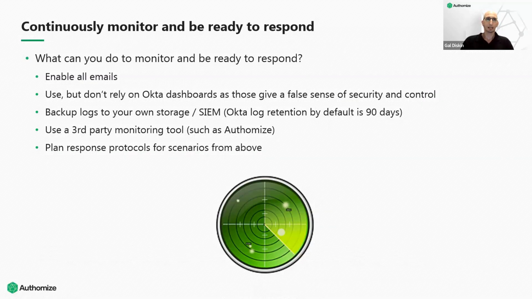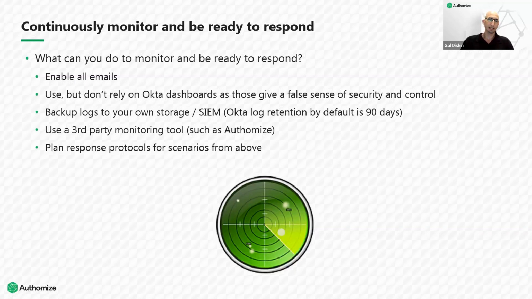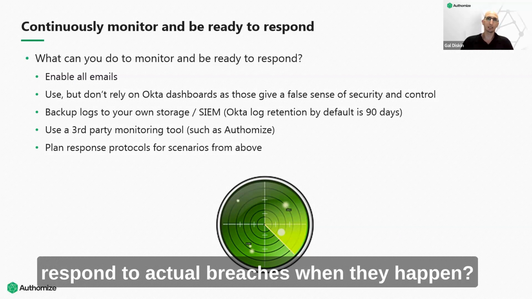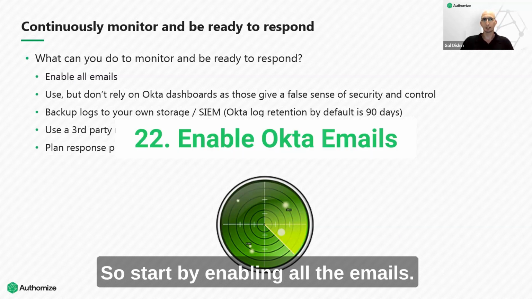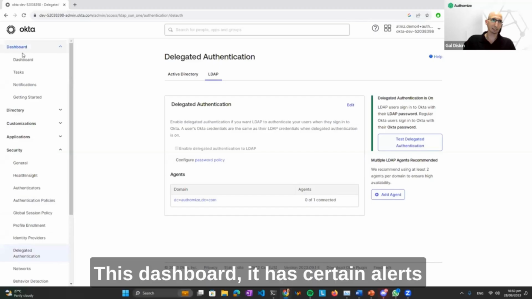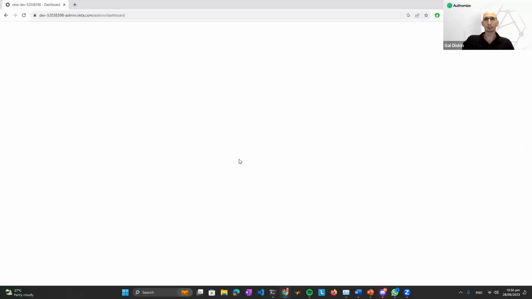Really quickly, what can you monitor to be ready to respond? And what can you do to be ready to respond to actual breaches when they happen? So start by enabling all the emails. Use the Okta Dashboard, this dashboard. It has certain alerts and notifications that are useful.